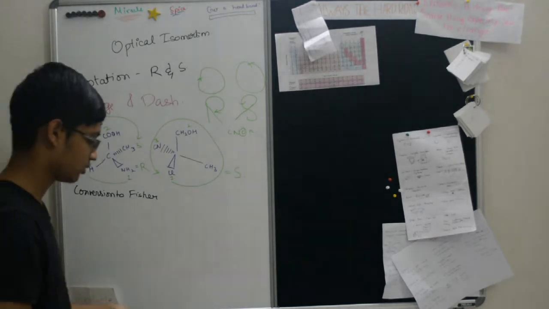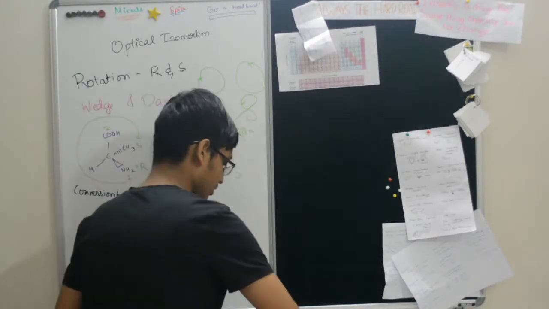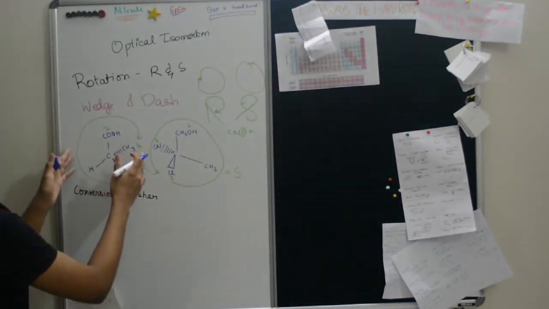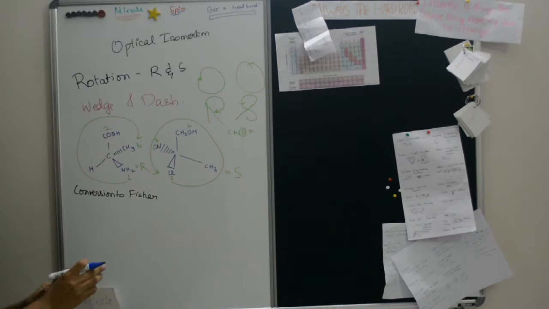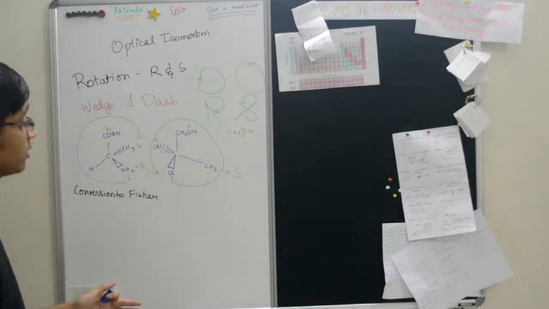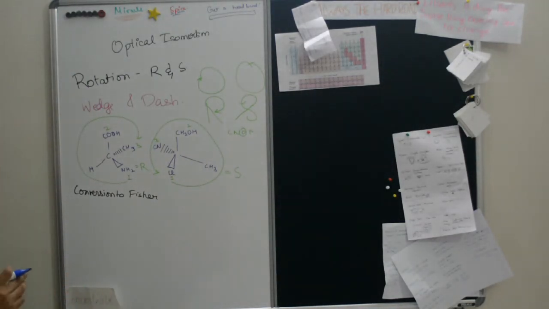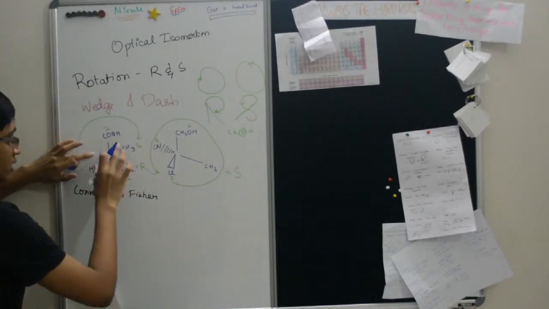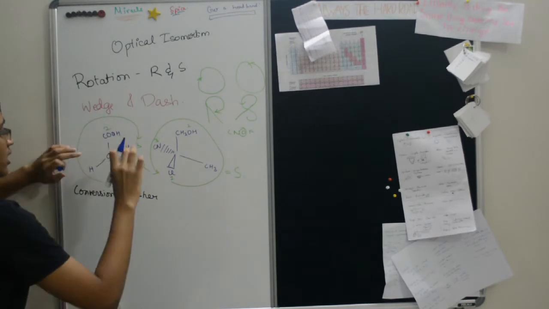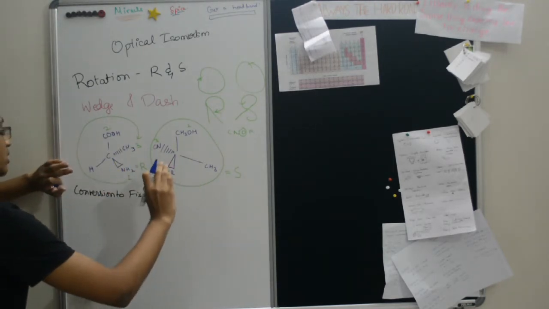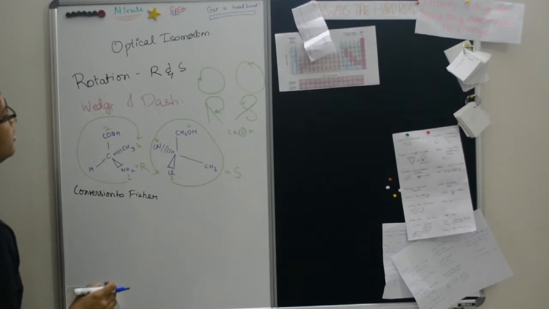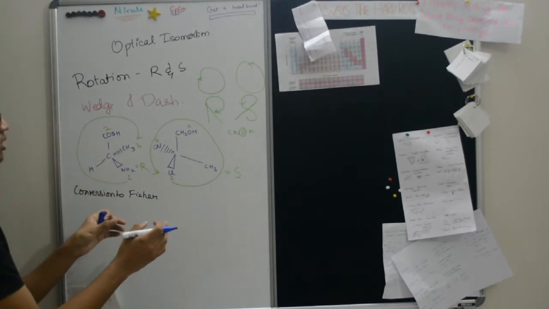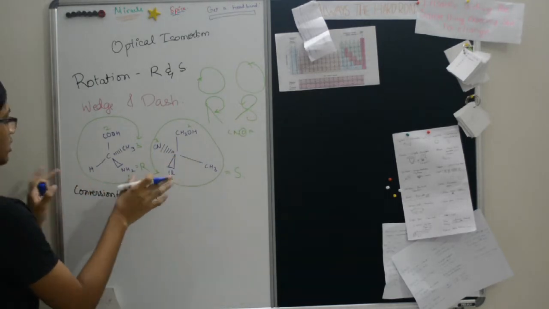Another thing you should know when this concept comes up is how you can transform a wedge and dash into a Fischer projection. If you want to convert them from a wedge and dash to Fischer, you should always keep them in this format. It should always have a wedge in the bottom right, and it should always have a dash in the top right. And how do you do that? You should have the ability to imagine the compound. So I will come to that later.